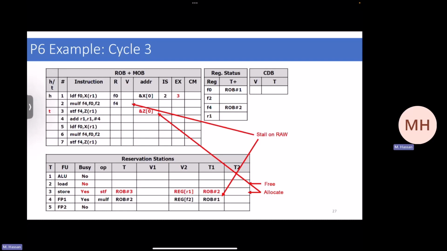I need R1. Is R1 ready? Yes. No one is going to write into R1, so in that case, it's register R1. And I also need F4, but F4 is going to be written by the multiplication. Going to the register status, F4 is ROB entry 2. So why do I mark it as ROB entry 2 here? Well, do I have a destination for the store?